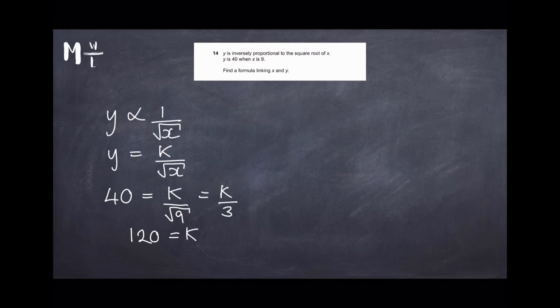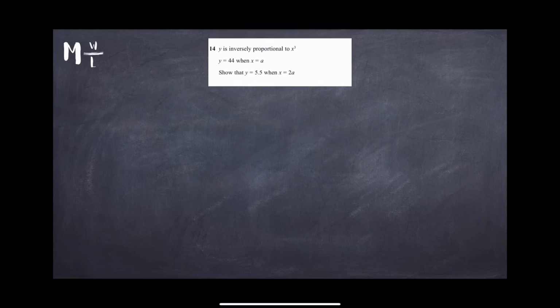So k is equal to 120, and then, same as we did for the questions before, we'll sub this value of k, the constant, back into our original equation to get y is equal to 120 divided by the square root of x, not k like I wrote, sorry. So here's another example of an inverse proportion question.